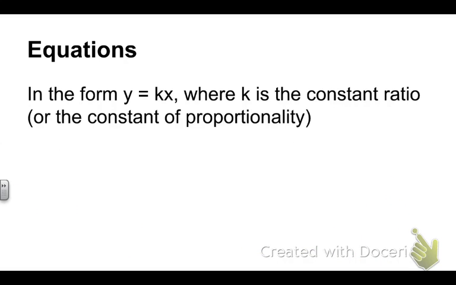Alright, we're going to start practicing writing some equations, and the equations are going to come in the form of y equals kx, where k is the constant ratio, or the constant of proportionality. That's the only number that we're going to have to change. We just need to find that constant ratio and replace k with that number. Alright, it's always going to be y equals, and we're going to be multiplying it by x.